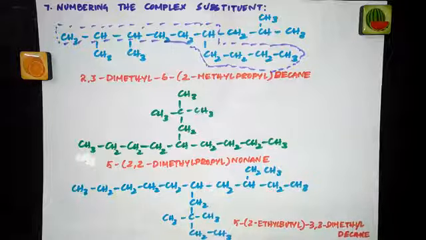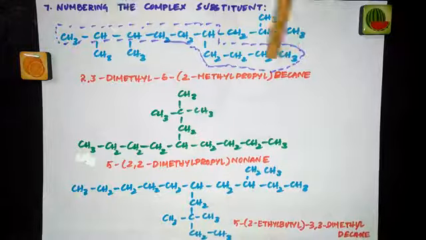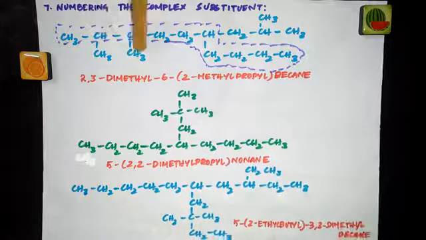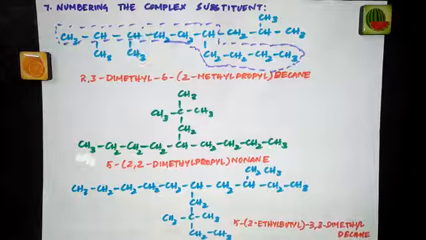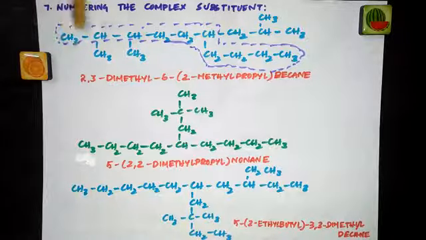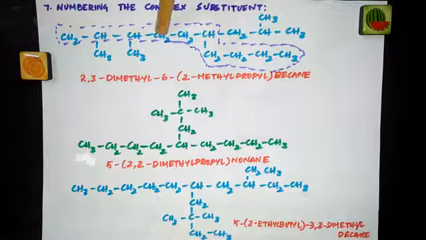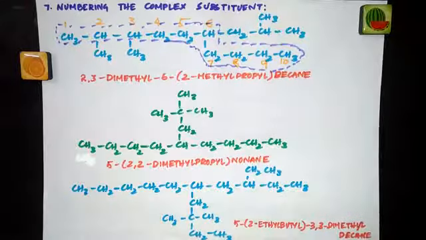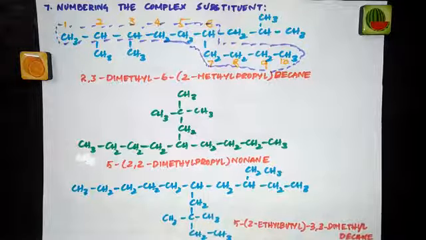So now the first question is how to number the parent chain. If I start from here, 1, 2, 3, 4, 5. This substituent gets the 5th position, 6, 7, 8, 9. So these 2 substituents get the 8th and 9th position. So it's better to number from this side so that you get the lowest set of locants. So I'm going to number from here. 1, 2, 3, 4, 5, 6, 7, 8, 9, 10. So this is the proper way of numbering.